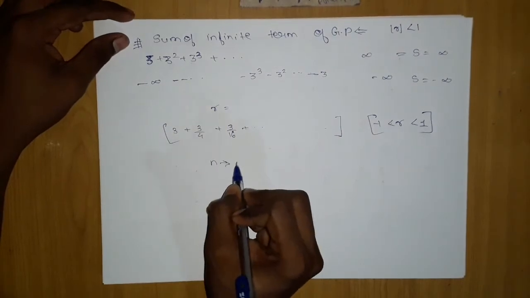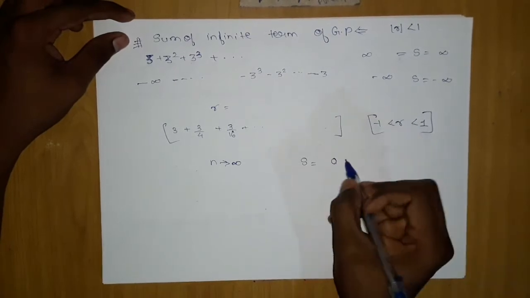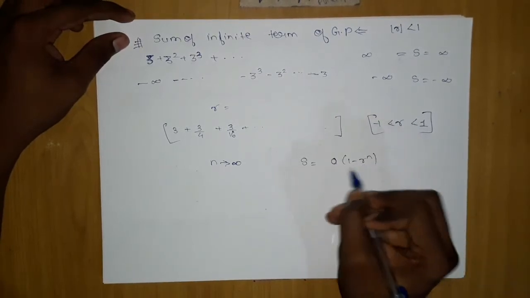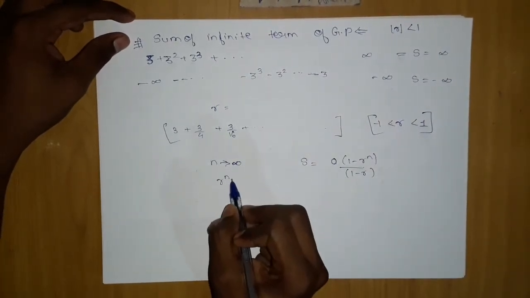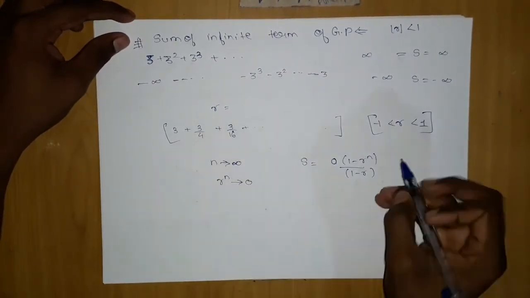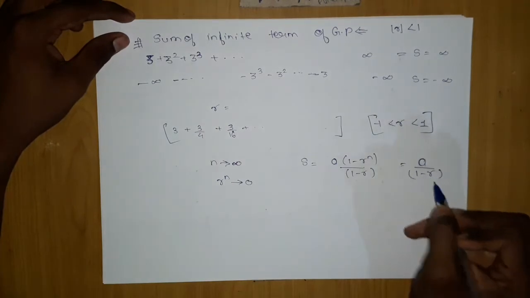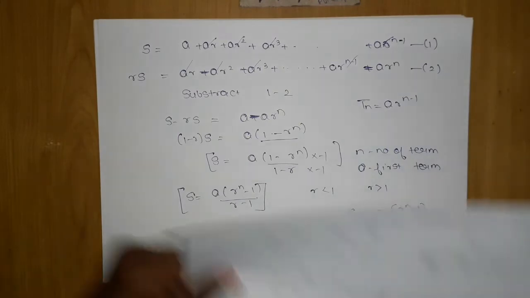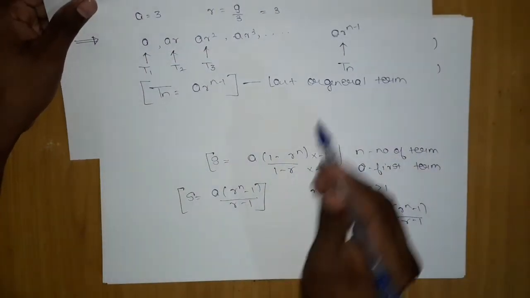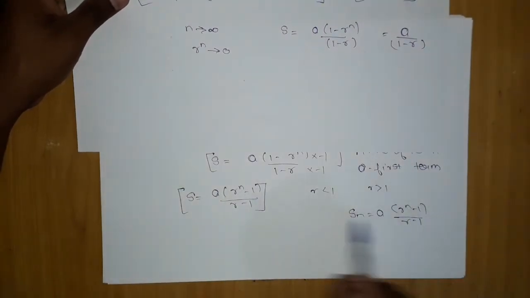If n tends to infinity, if I take the s formula, which was, over 1 minus r. Now if n tends to infinity, r to the power n tends to 0, which gives me a upon 1 minus r. Now how can you differentiate it? Remember our sum formula, you can take any of these. It doesn't matter.